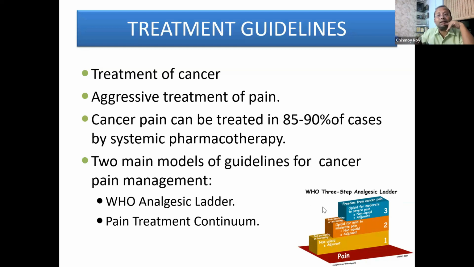Gradually, this three-step ladder has been modified. So we go for another ladder called the modified WHO ladder. There, in the fourth step, there is interventional treatment. So if there is severe pain, we will go for interventional treatment. It is the patient's presentation which will dictate where you will start. If it is severe, we will start at the intervention. But if it is mild, we will start here, moderate, we will start here, and then severe.